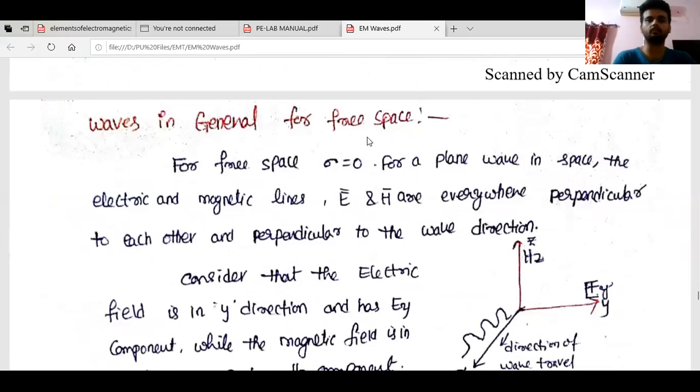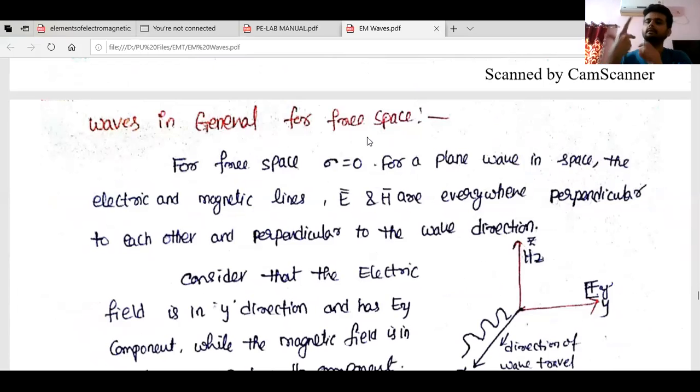So we'll discuss now waves in general for free space, how a wave traverses in free space. You all know free space: conductivity sigma is zero. For a plane wave in space, the electric and magnetic fields are perpendicular to each other, and they are perpendicular to the wave direction also. What is the meaning of this?